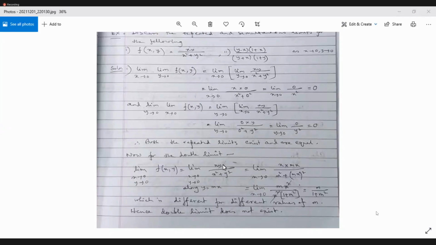So x into mx by x square plus m square x square. So it is mx square by x square, taking x square common, 1 plus m square. X square cancels out, so it is m by 1 plus m square, which is different for different values of m. That means if we choose the line as y equal to x, the result will be 1 divided by 2. Just a minute.